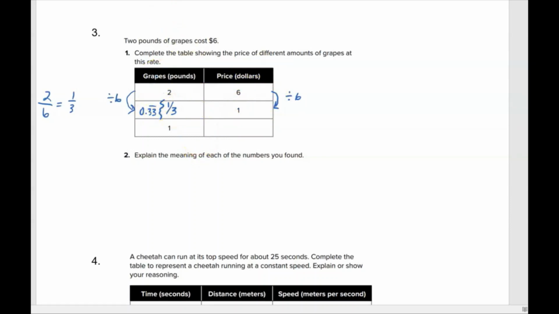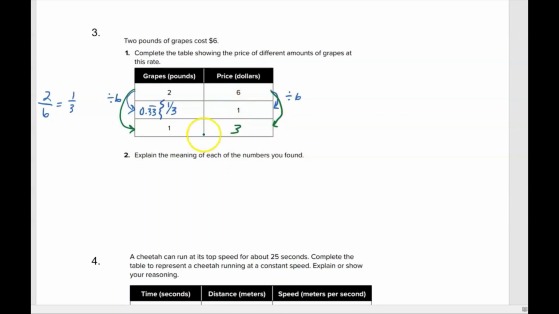Okay? Or I also have this situation where I have 2 pounds and I'm going to 1 pound. So I'm taking half that amount. So again, to go from my original amount to my blank amount, I'd have to take half that. Well, half of 6 is 3.